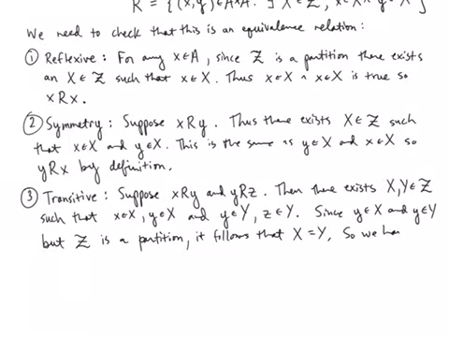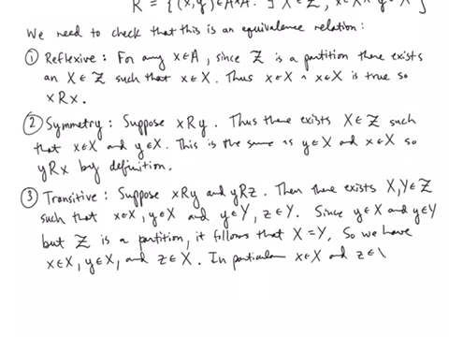So we have x is in X, y is in X, and z is in X. In particular, x is in X, and z is in X. So x is related to z. And that's the transitive property. And so that completes the proof.